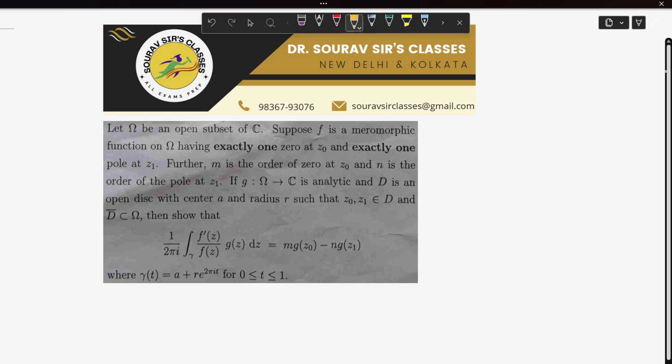Then show that 1 by 2 pi i times the integral over gamma of f dash z by f z times g z dz equals m into g of z0 minus n into g of z1, where gamma t is a plus r e to the power 2 pi i t for 0 less than or equal to t less than or equal to 1. That means t lies between 0 and 1. Okay, so let us see what we can do for this.